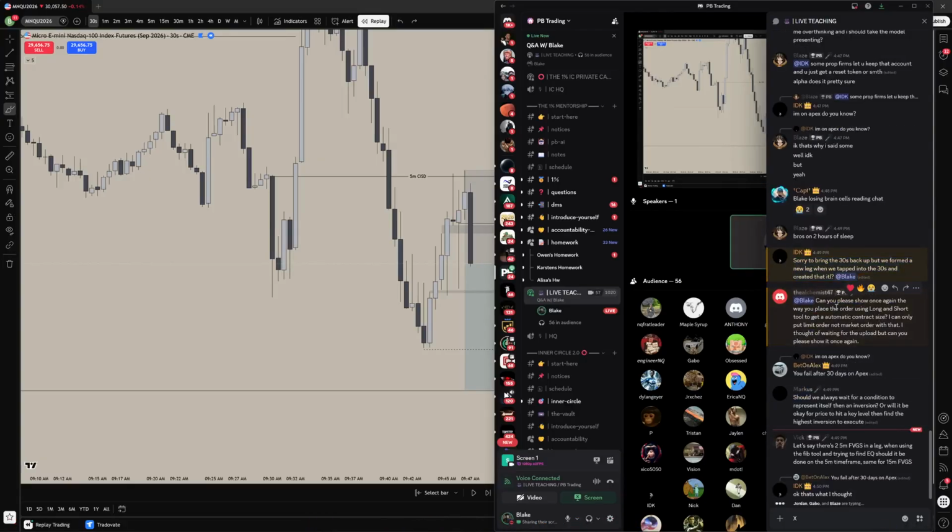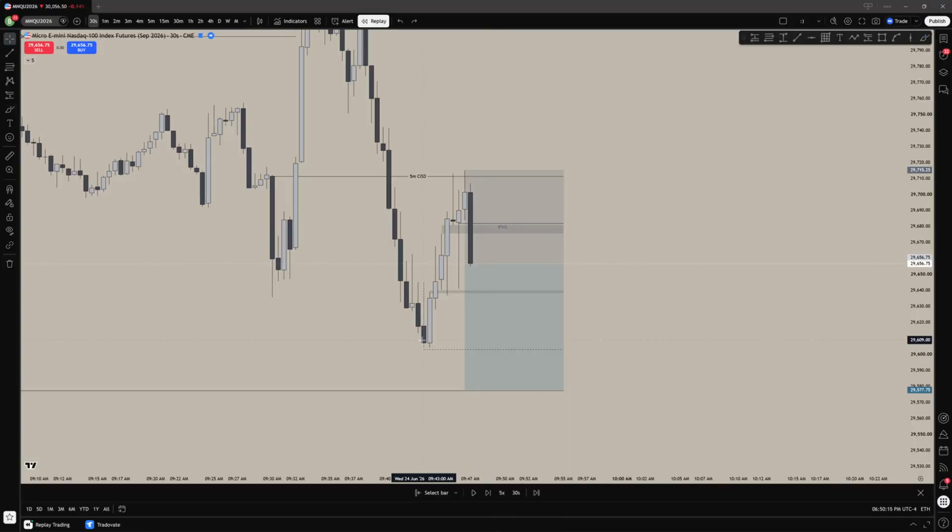Can you please show once again the way you place the order using long and short? I can only put limit and not a market. Yeah, for sure.